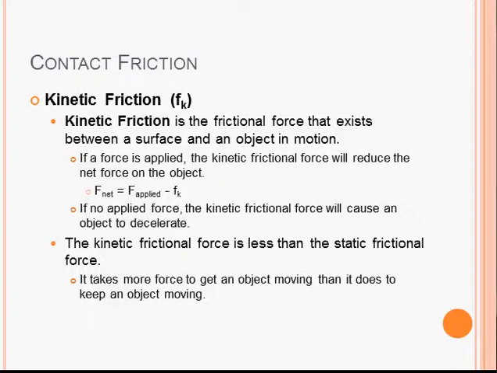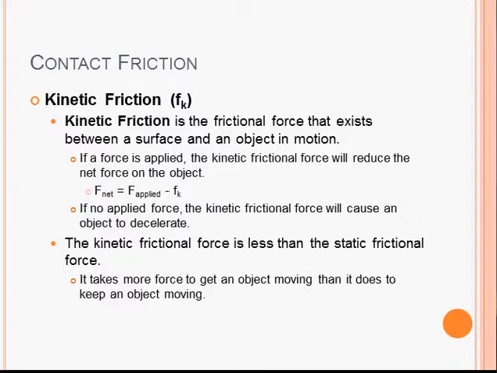And if you don't have an applied force, what's going to happen then is you just have a force in the opposite direction of motion, and that means that the frictional force will be alone, so it will have a net force in that direction, so the object will decelerate, it'll slow down. And one key feature of kinetic friction is it's a lot less than the static frictional force. In some cases, it varies, as we'll find out shortly.